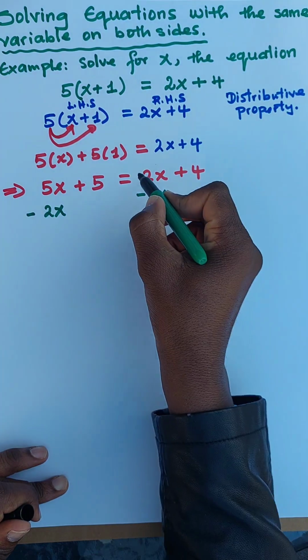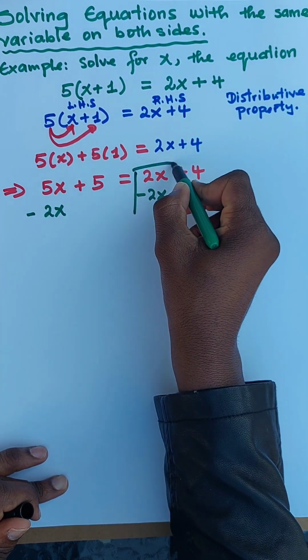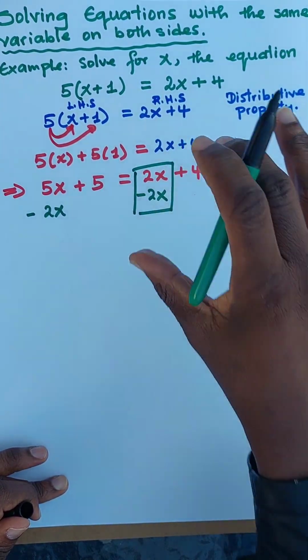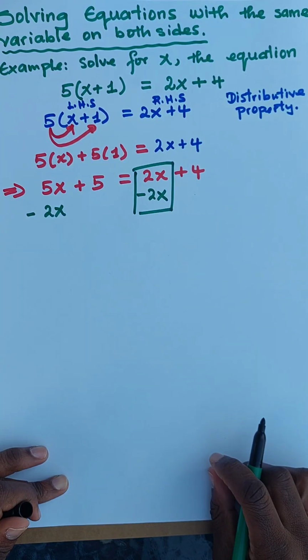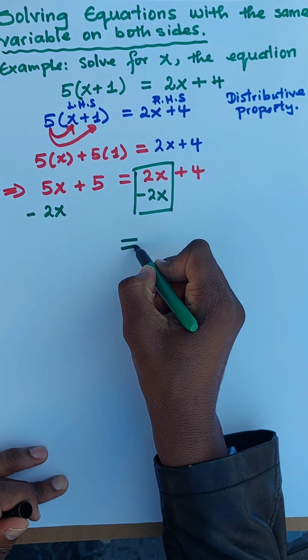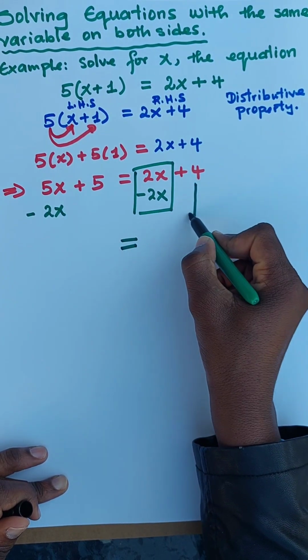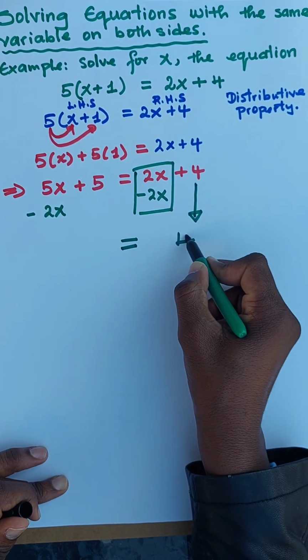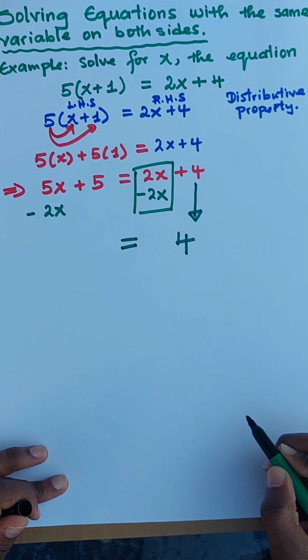So now let's subtract. 2x minus 2x is 0. So on the right hand side, we are not worried about the term x again. It has been eliminated. So on the right hand side, we have our equal sign, and just this 4 is sitting there, so we bring it down here. That positive 4 is sitting there.